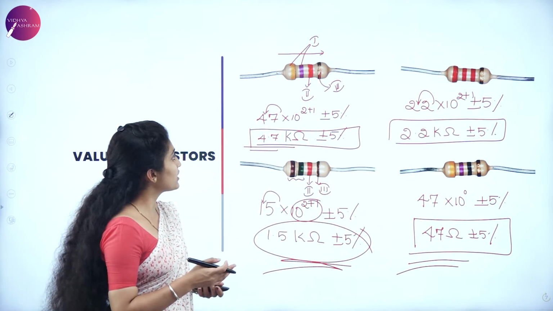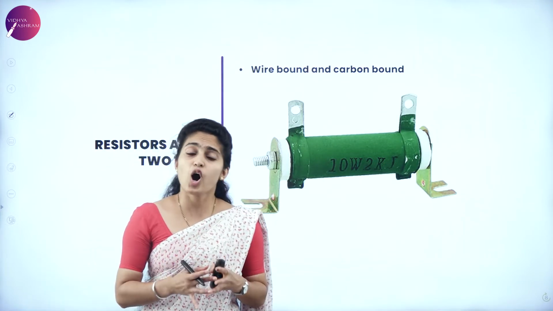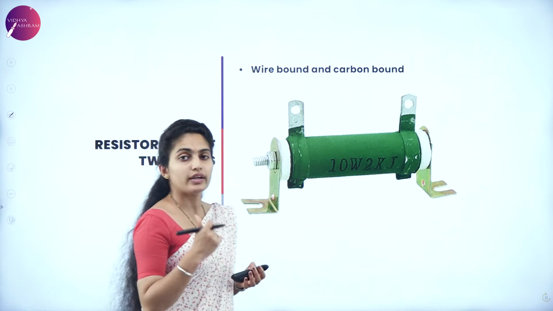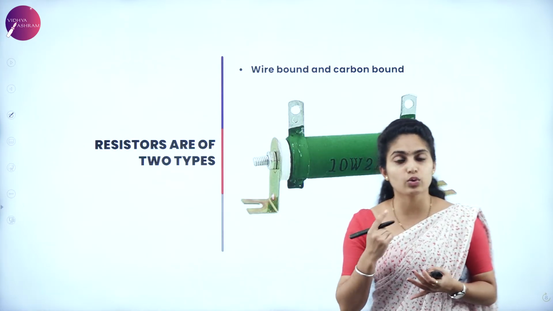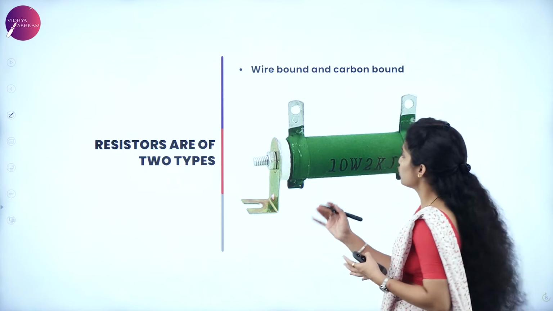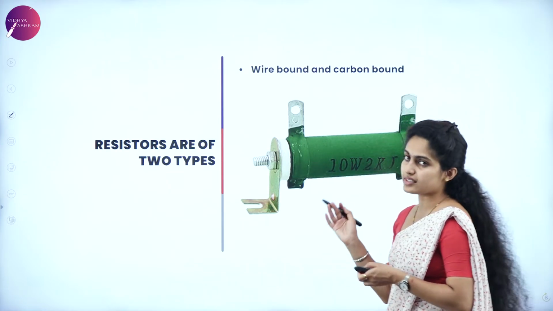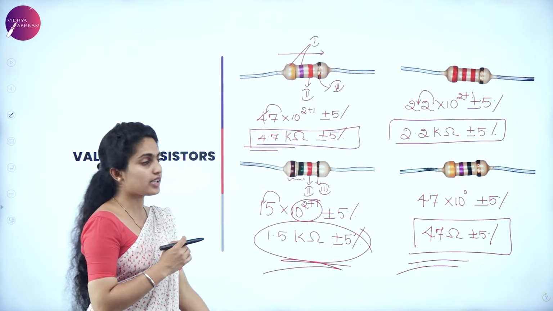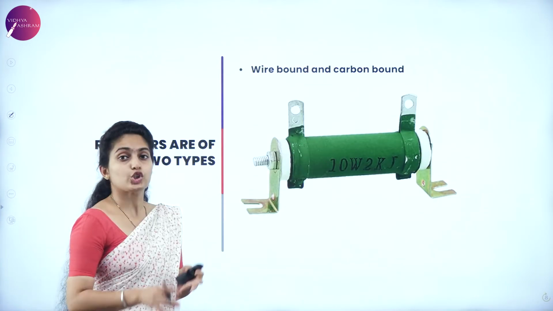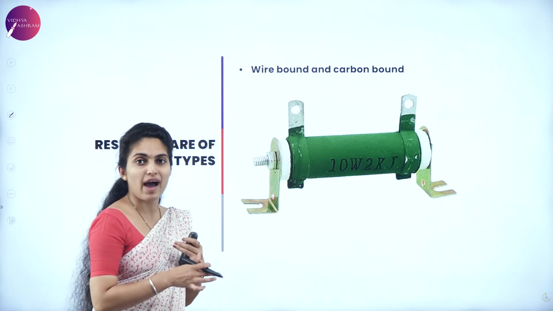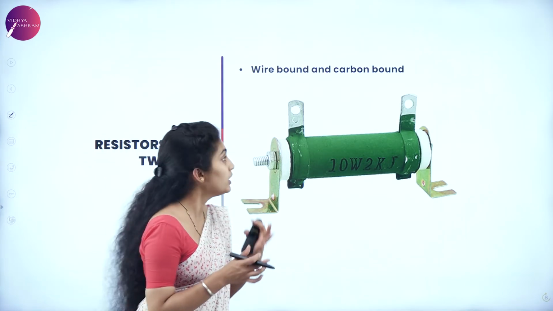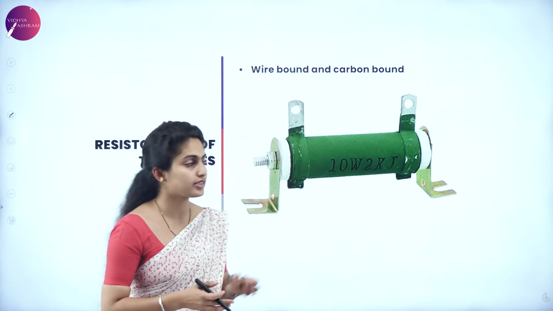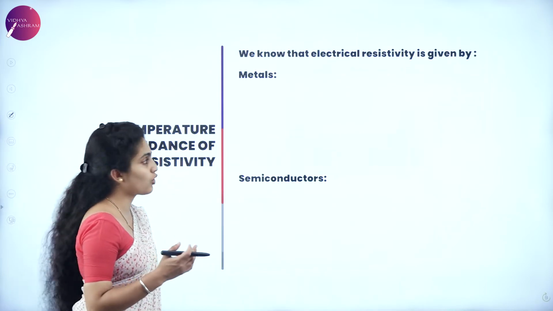Clear? So now it is all about the resistor. How many types of resistors are there? There are two types of resistor. One is the wire bound resistor, another one is the carbon resistor. So this image is the wire bound resistor, and the carbon resistor is the one to which we recently gave the values. These are nothing but the carbon resistors. Wire bound resistors are made up of manganese, constantan or nichrome, whereas carbon resistors have a high range of resistance. So that is all about the resistors, which are of two types.